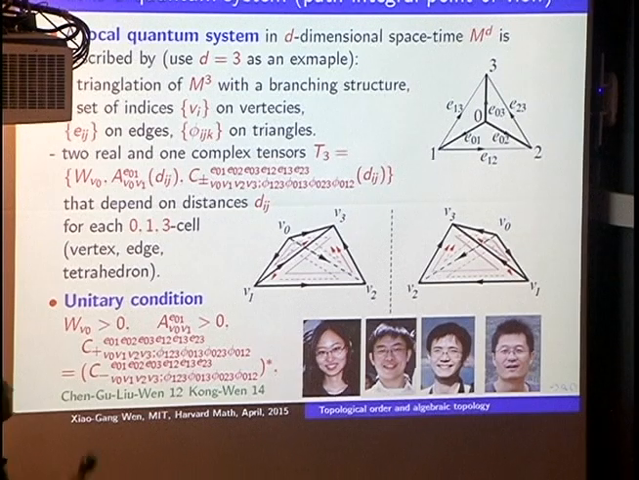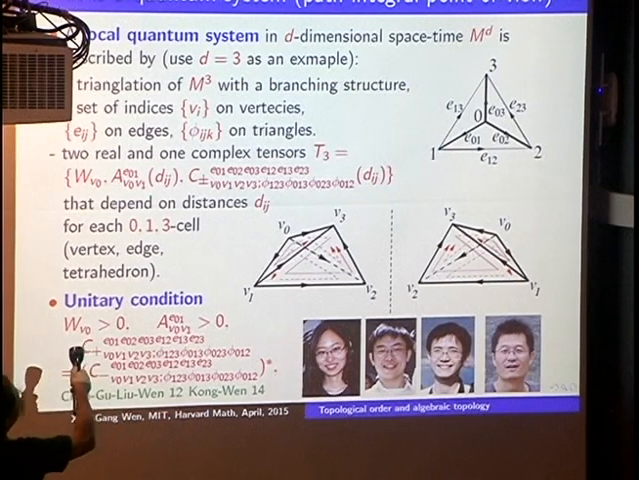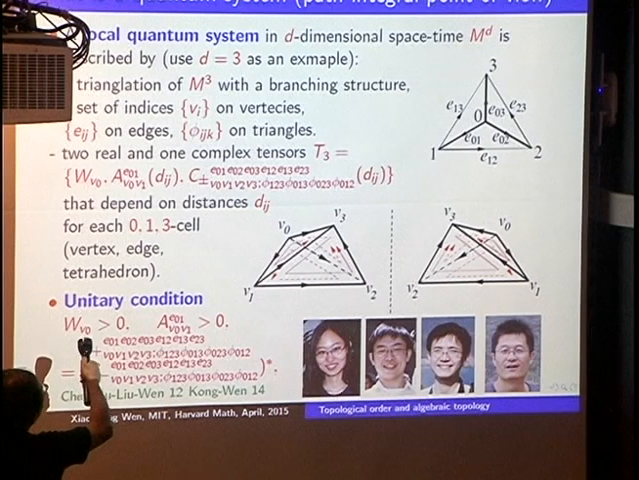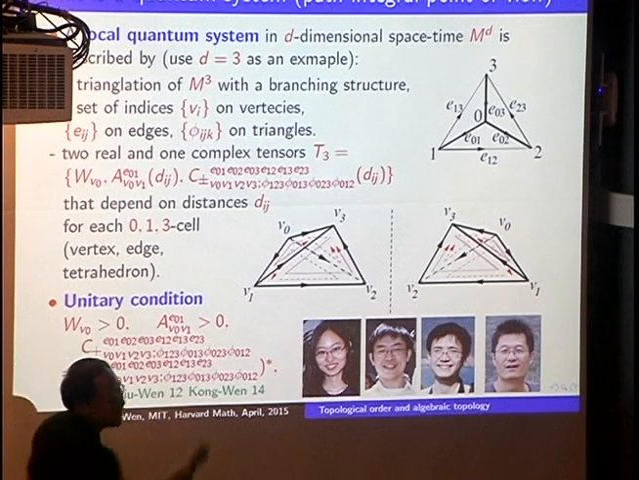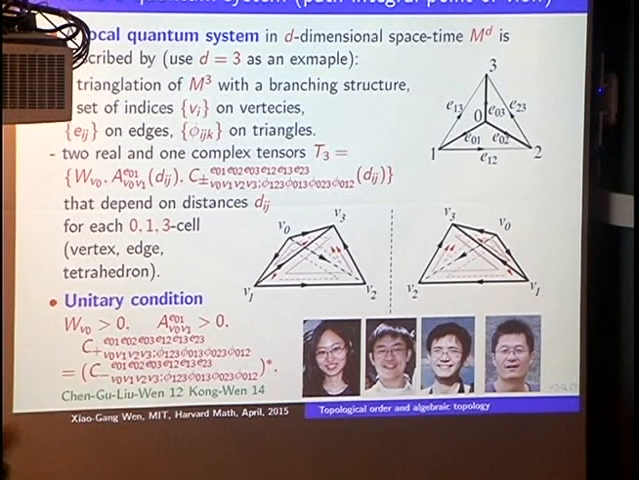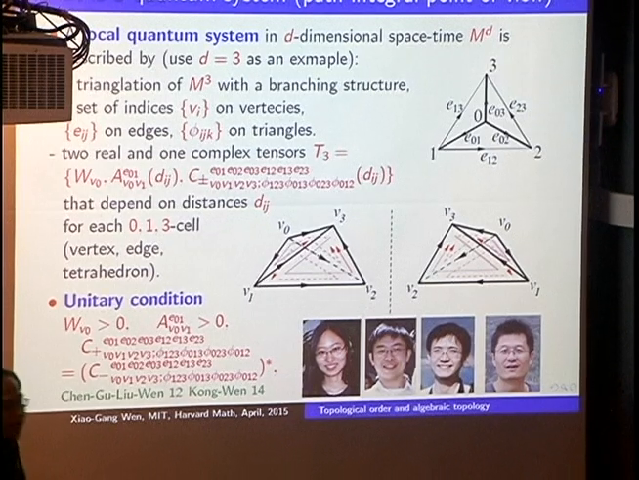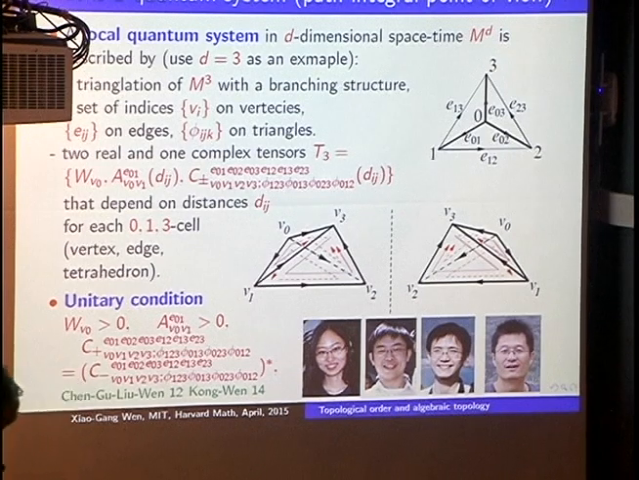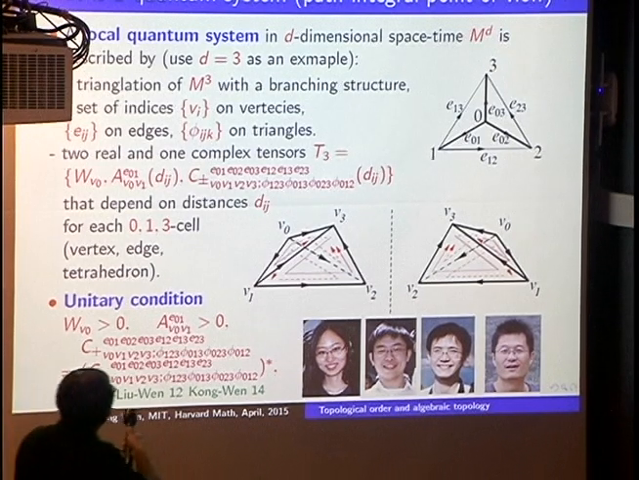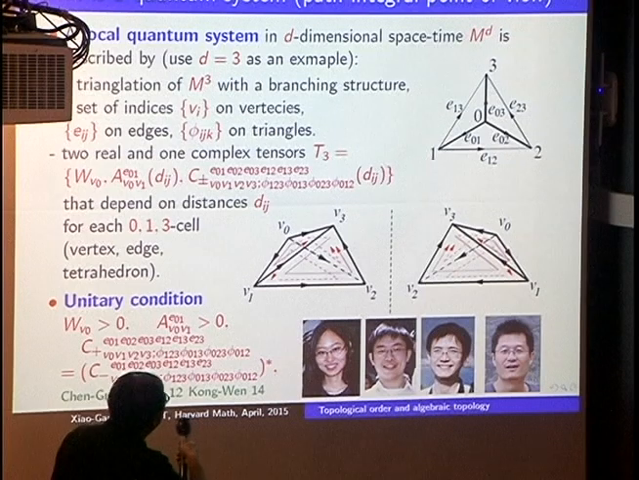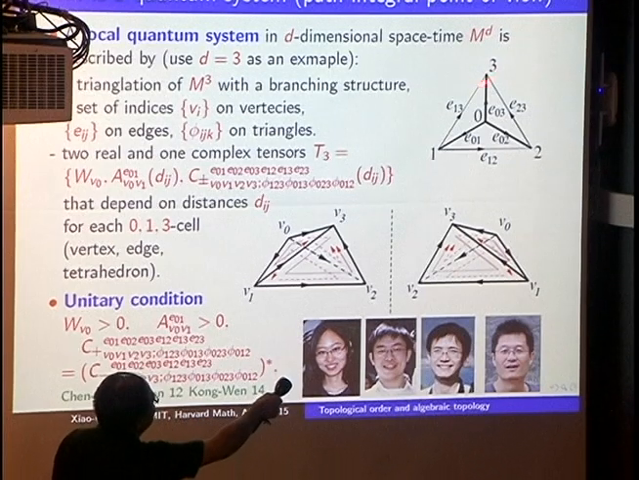And then certainly on each vertex, we can put a vector, which only depends on one index on the vertex. So basically, if you assign these tensors in this way, you basically, quote unquote, define a quantum system. And there are some complexities: those tensors may depend on some geometric information, say the size of each edge, and angle, etc.